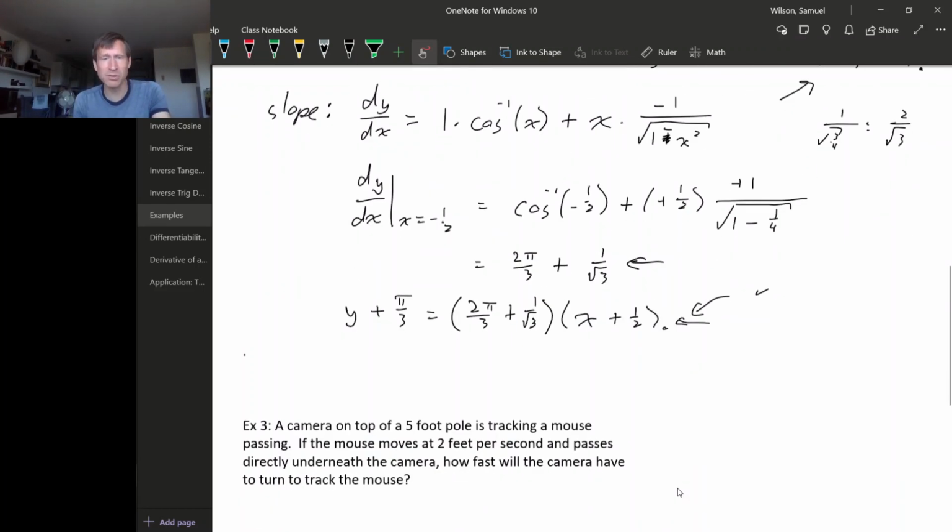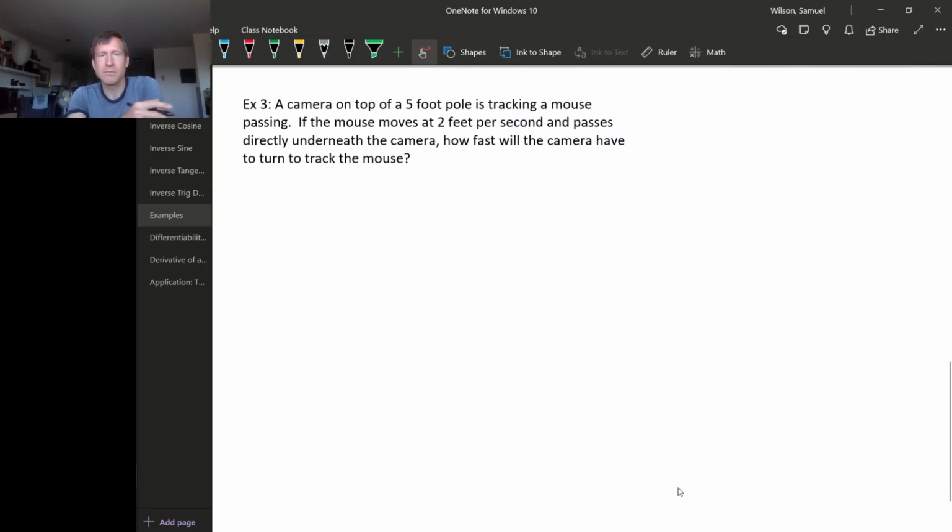As a final example, suppose we have a camera on top of a 5-foot pole and it's tracking a mouse that's passing underneath. If the mouse moves at 2 feet per second and passes directly underneath the camera, how fast does the camera have to turn to track the mouse?